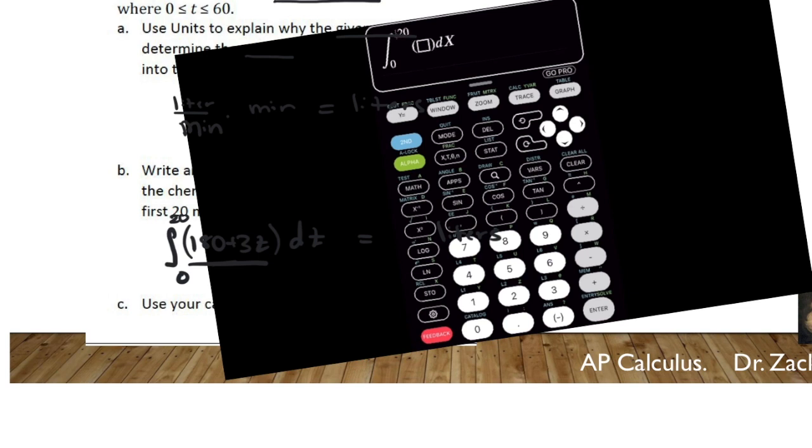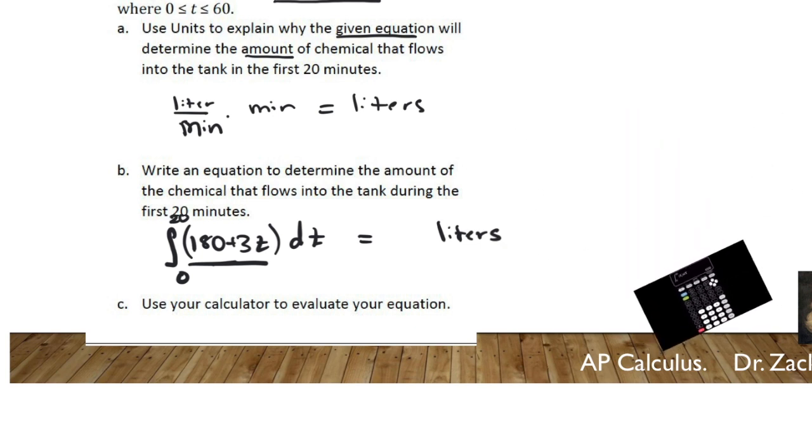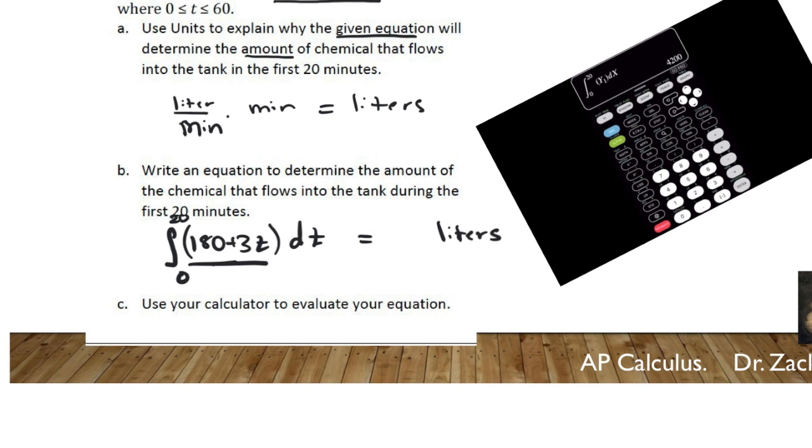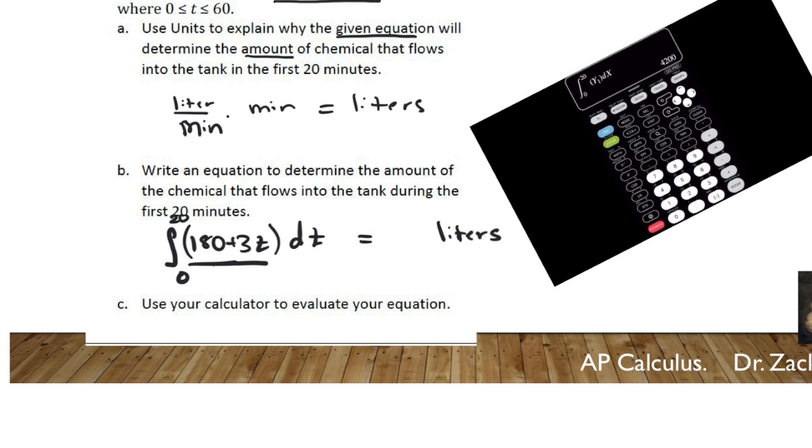Now we want to put y1 in for the function, so go to vars, yvars, function y1. Hit enter, and you will see the answer to the question using your calculator. I'd also like to remind you that some of the problems have absolute values in them, and using your calculator for those might make things a little easier for you. The answer you came up with was 4,200 liters of chemical going into the container.